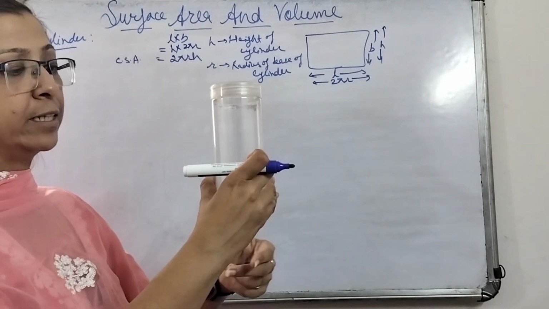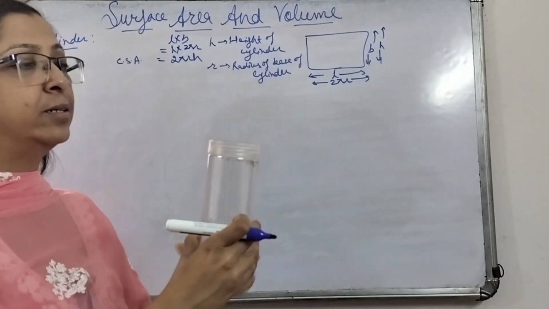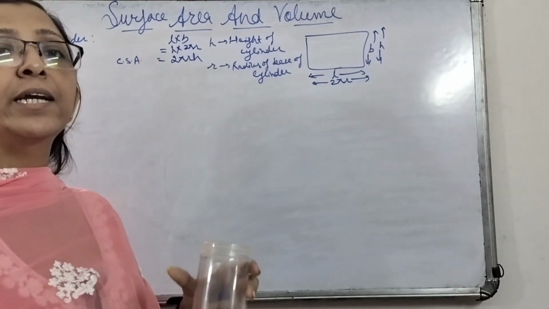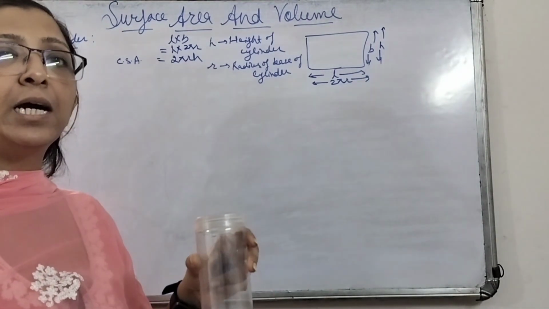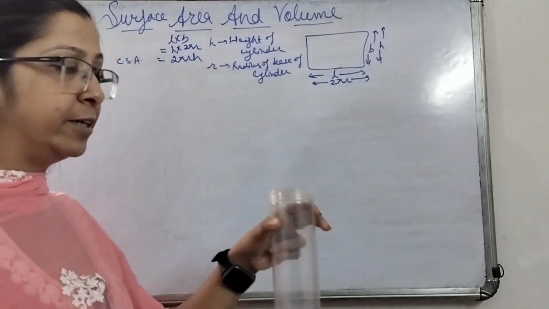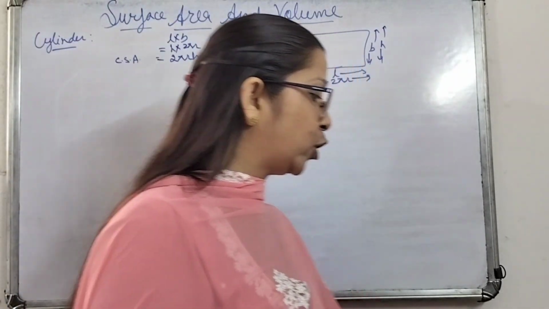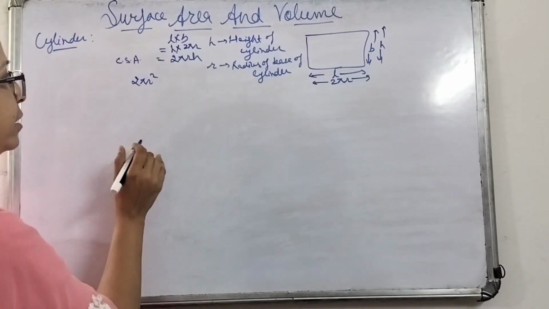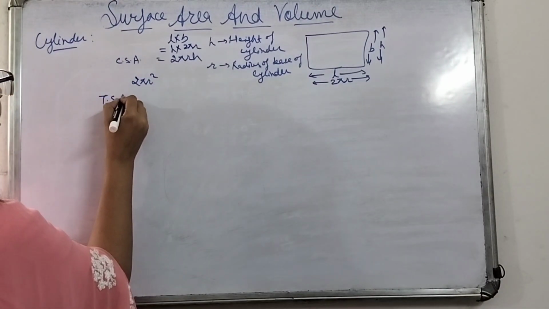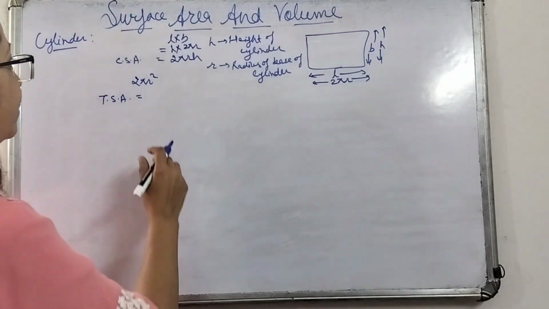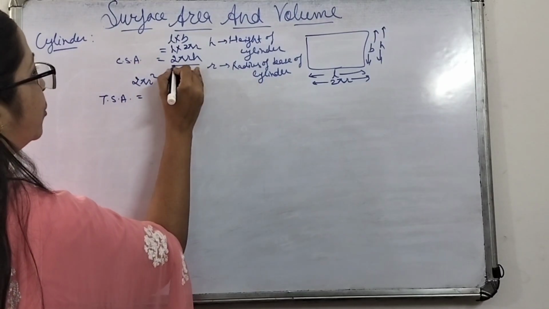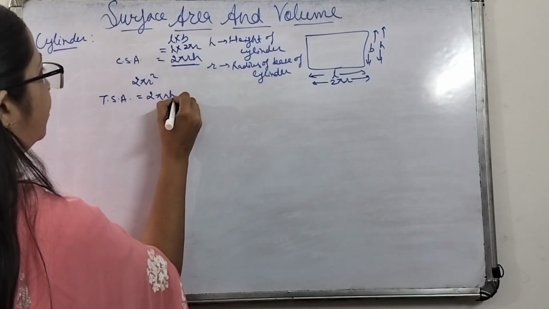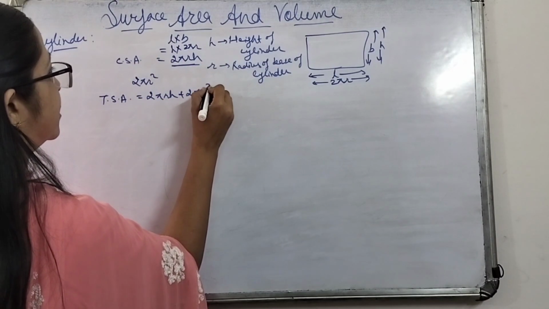Now the topmost and the bottommost faces are circles, and we know that the area of a circle is pi r square. Now two circles are here, so the total area of the top and the bottom will be 2 pi r square. So the total surface area of the cylinder will be 2 pi r h plus 2 pi r square.